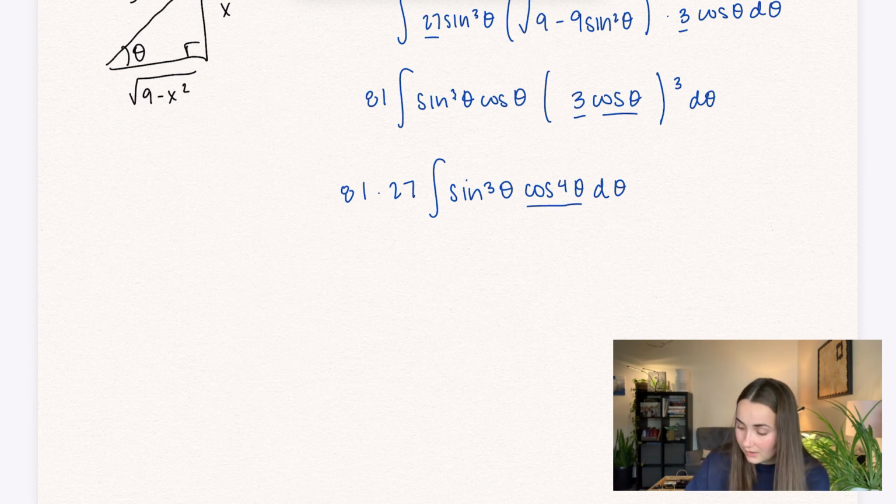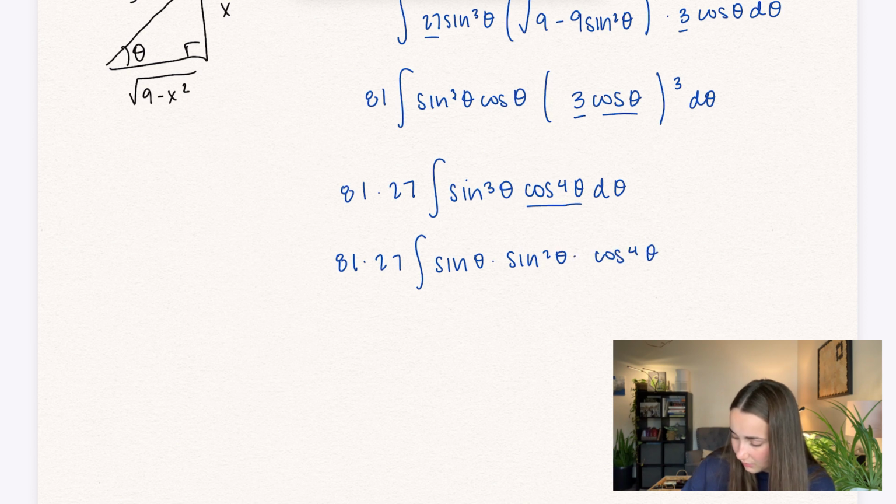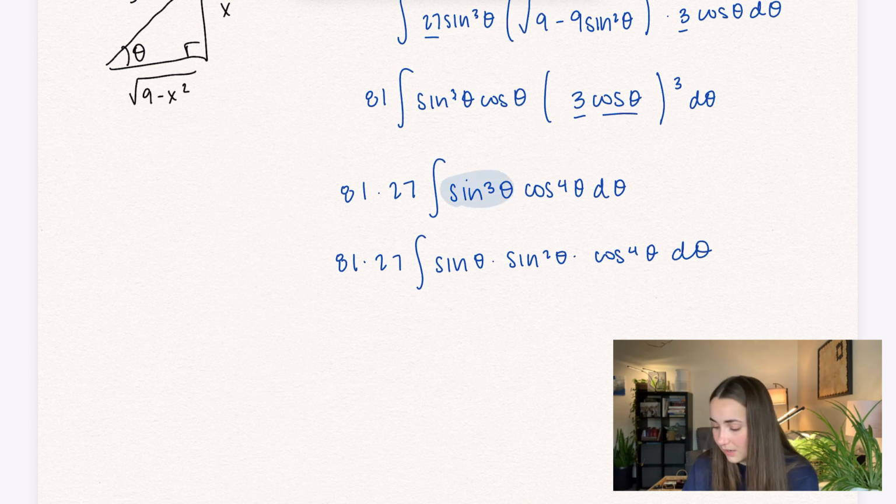Well, then I need one sine. So we have 81 times 27. Let's separate that into sine of theta times sine squared of theta times cosine to the fourth of theta d theta. With sine and cosine, the trick is to split up whichever one is odd. Break one off, and then you'll be left over with an even one.